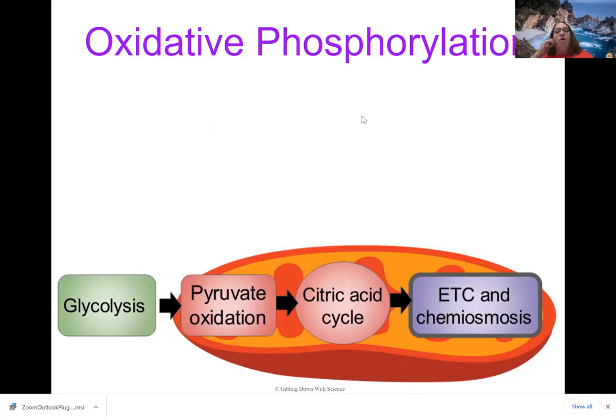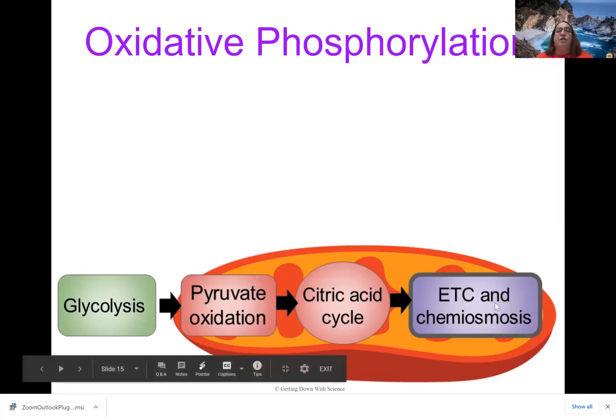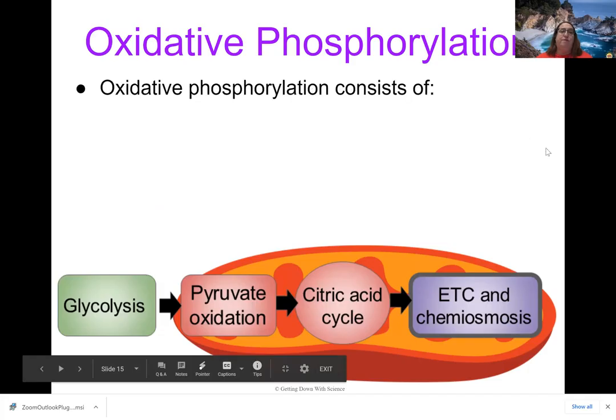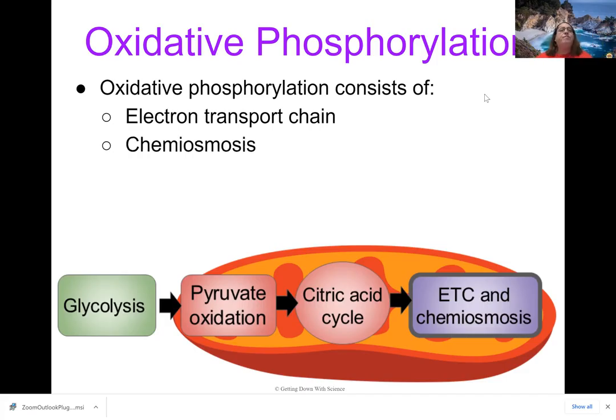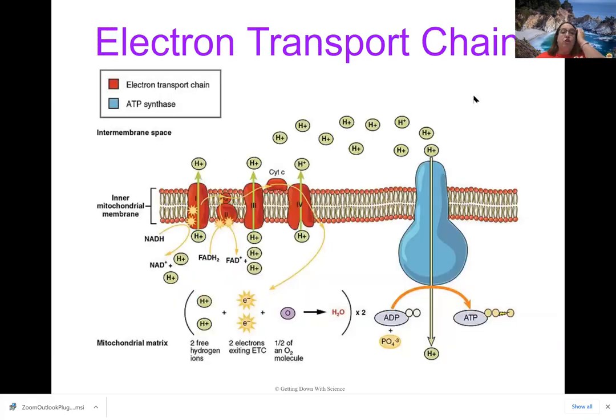Okay, so we're moving on to the very last step, which is known as oxidative phosphorylation. This is the electron transport and chemiosmosis. So oxidative phosphorylation consists of the electron transport chain, which is a giant hot potato going from one protein to another, and chemiosmosis, where we're actually going to do the conversion to make that ATP.